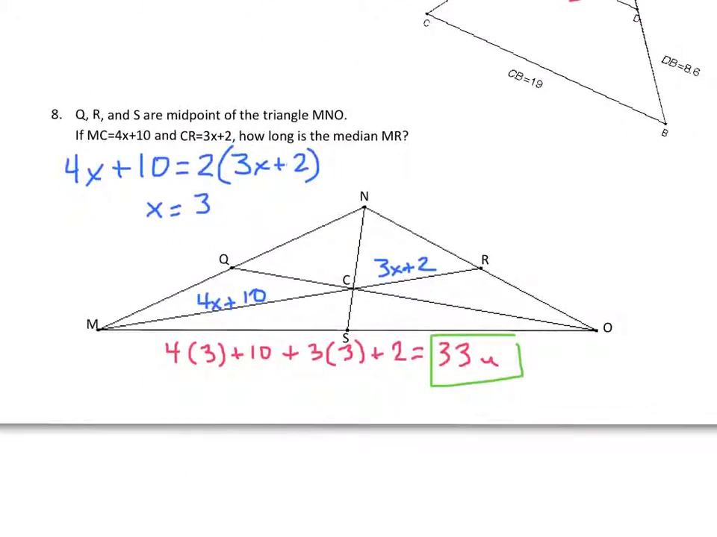set up the equation by saying that 4x plus 10 is twice as big as 3x plus 2, so I know I had to do 4x plus 10 equals 2 times 3x plus 2 to make them equal. Found that x was 3 and then plugged it back into my x's and got 33 units.